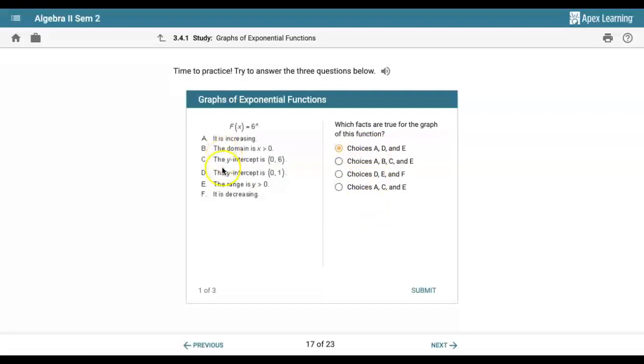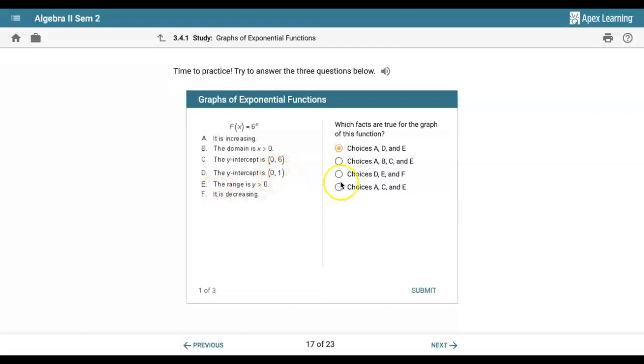All right, and we said the y-intercept seems to be the deciding point here between D and C. Since it doesn't have an a value, our y-intercept is going to be at this point (0, 1).